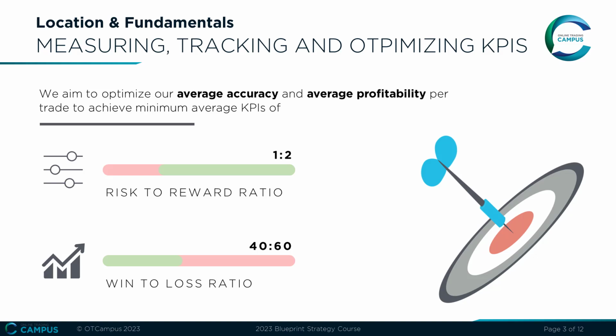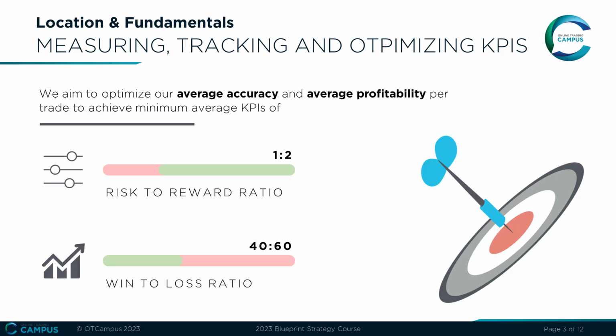Now, the minimum KPI targets that I'll give you from this day onwards is a 1 to 2 in terms of risk to reward. So every trade that you take should have on average a risk to reward ratio of 1 to 2. So you'll have maybe some trades where you achieve a 1 to 4. You may have some trades where you achieve a 1 to 1. You may have some trades where you achieve a 1 to 2. You may have some trades that are break even, but on average, all your winners average out at a risk to reward ratio of 1 to 2.